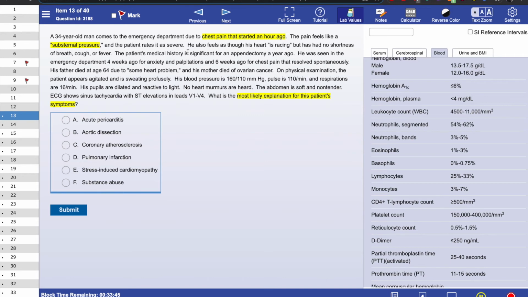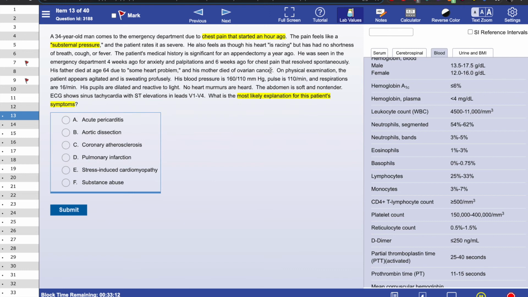Patient's medical history is significant for appendectomy. He was seen in the emergency department 4 weeks ago for anxiety and palpitations. Okay, so anxiety could be a differential, but thinking back to our options, I didn't see anything about anxiety there, so I'm just going to take it quickly out of my head. And chest pain that resolves spontaneously. Father died at age 64, so it doesn't run in the family. Mother died of ovarian cancer.